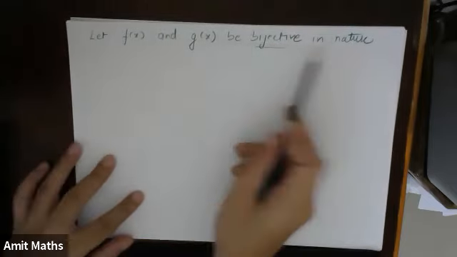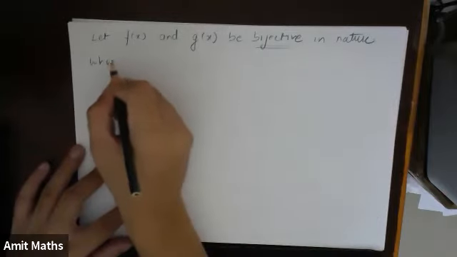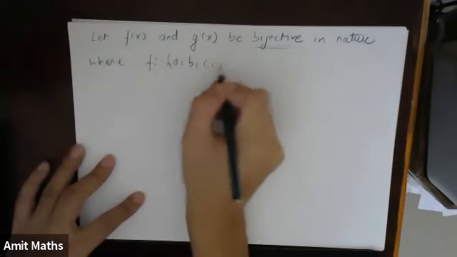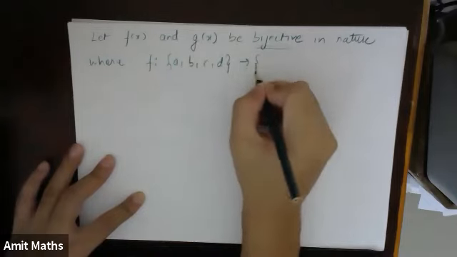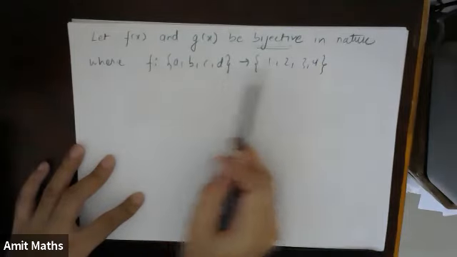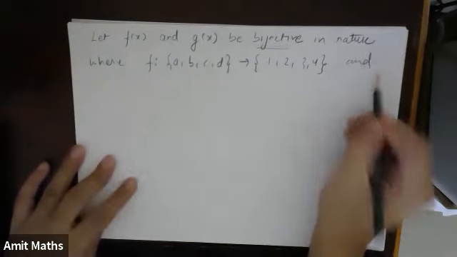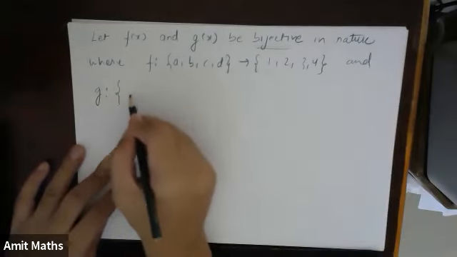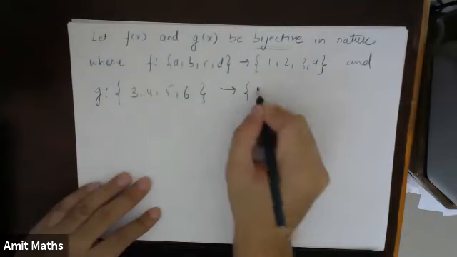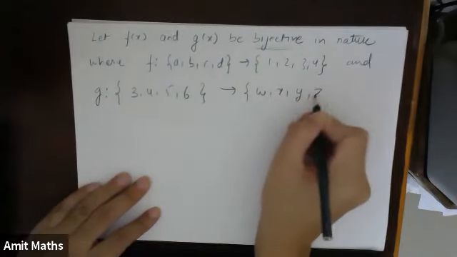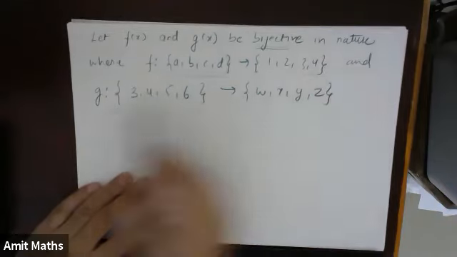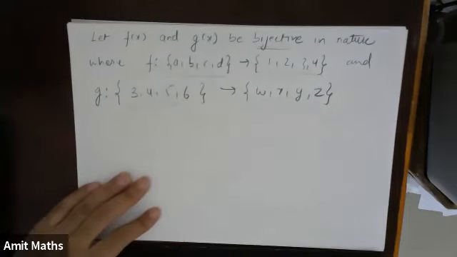Let f and g be bijective in nature, where f is a function from the set {a, b, c, d} to {1, 2, 3, 4}, and g is a function from the set {3, 4, 5, 6} to {w, x, y, z}. Okay, these are the two sets given.